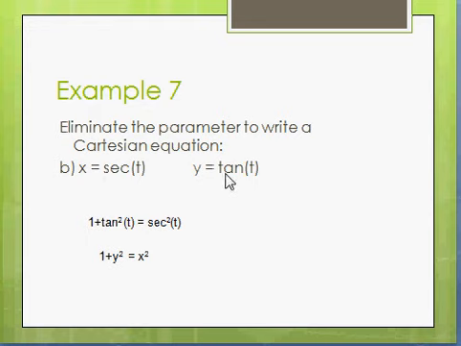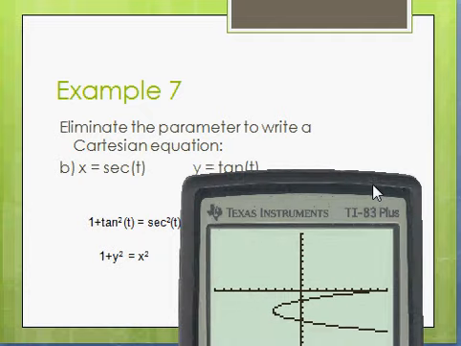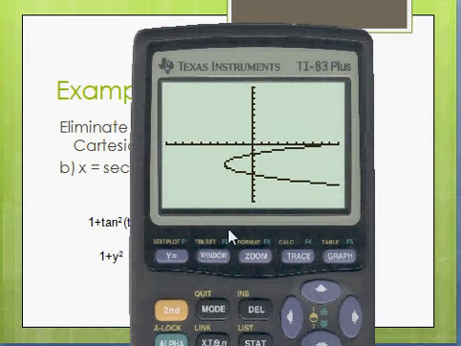But what we can do is use some of our properties of how these things relate. If x is secant and y is tangent, well, we have a Pythagorean identity. We know that 1 plus tangent squared is equal to secant squared. And then if tangent is y, then I can just plug that in and get 1 plus y squared. And secant is x, so we get 1 plus y squared equals x squared. Let's take a look at what that would look like if we graphed it, just to see another example.